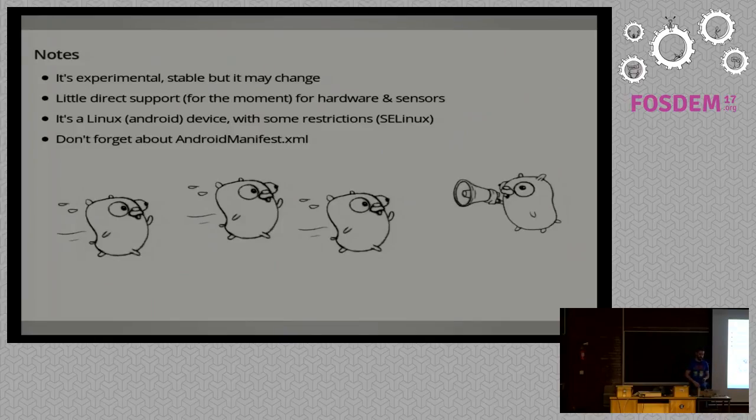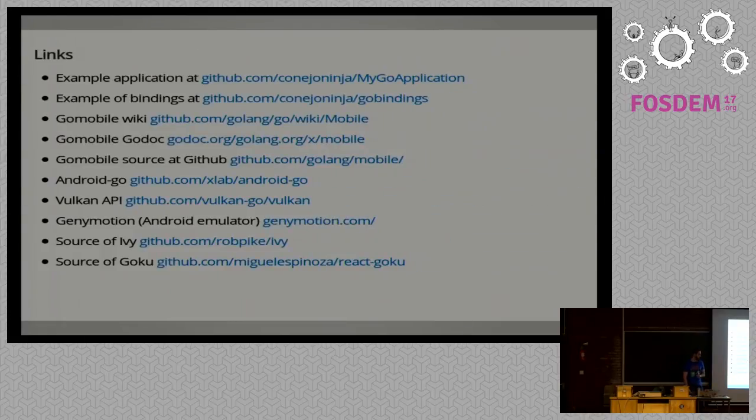Don't forget it's a Linux device with some restrictions. For example, to communicate with the USB, we use a Linux driver written in Go. And also in the Android manifest, you need to put some information. Here are some links I find useful, like a small demo application I made, an example of the bindings, and some more information. And that's all.